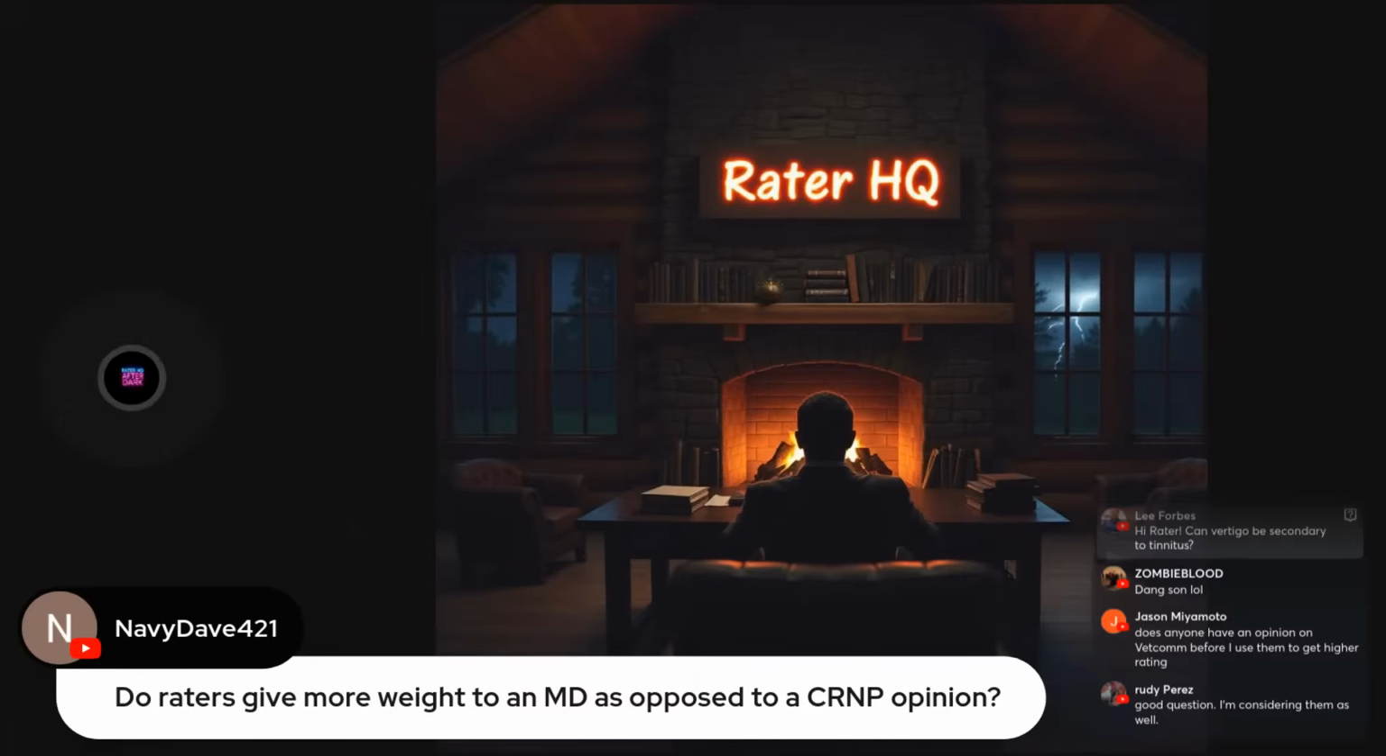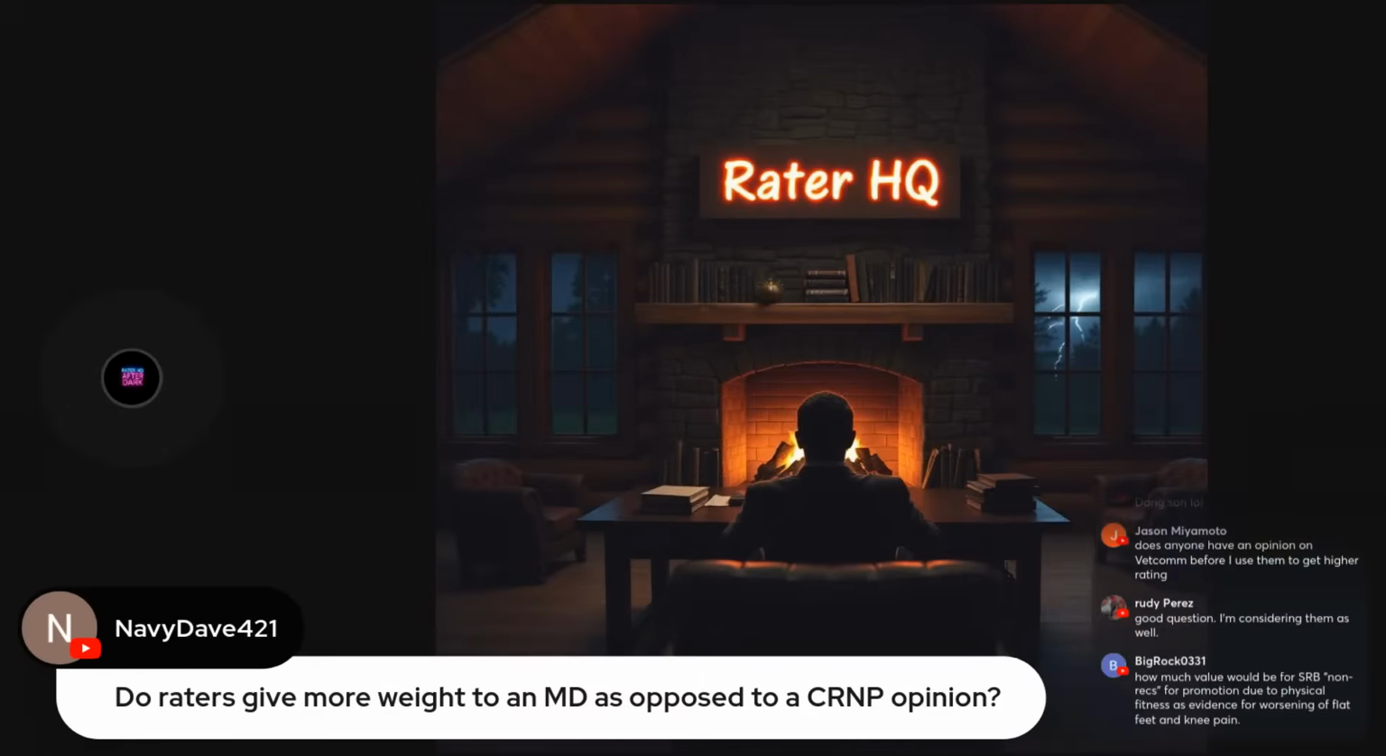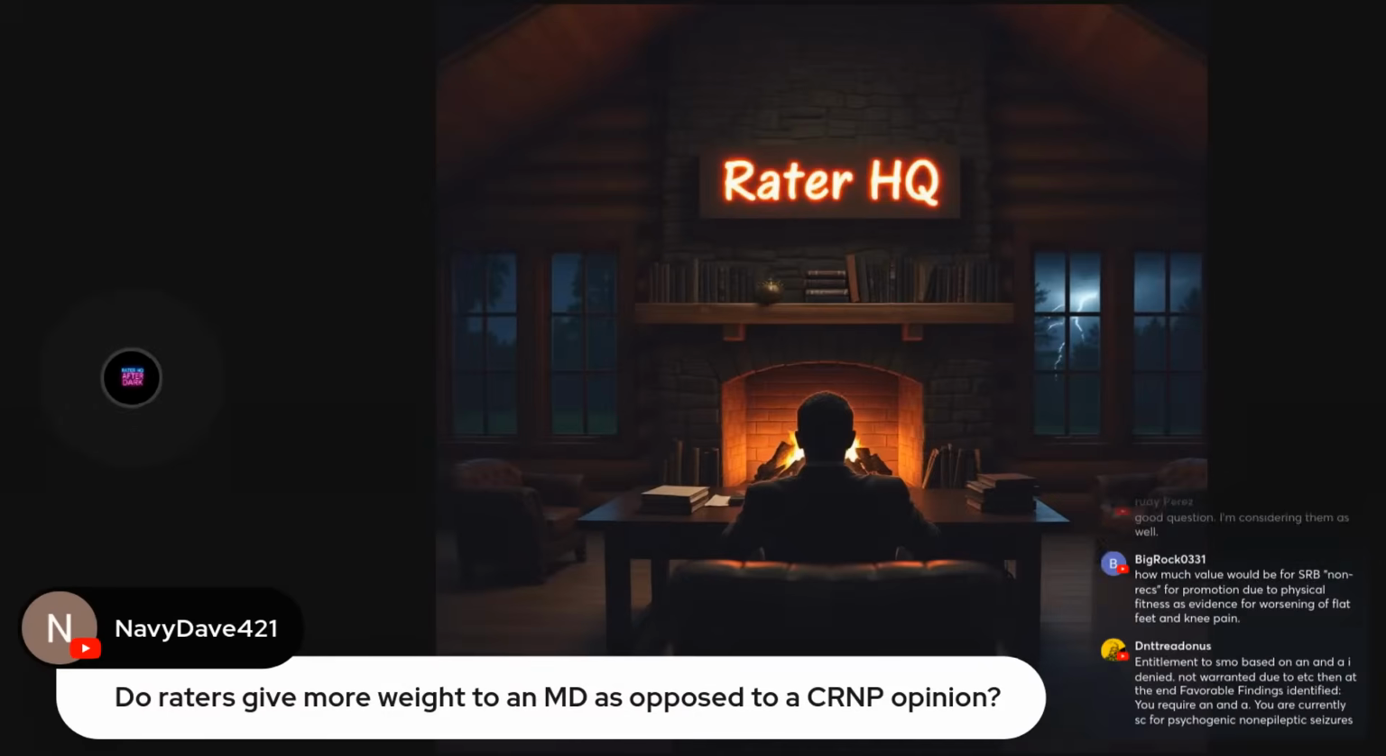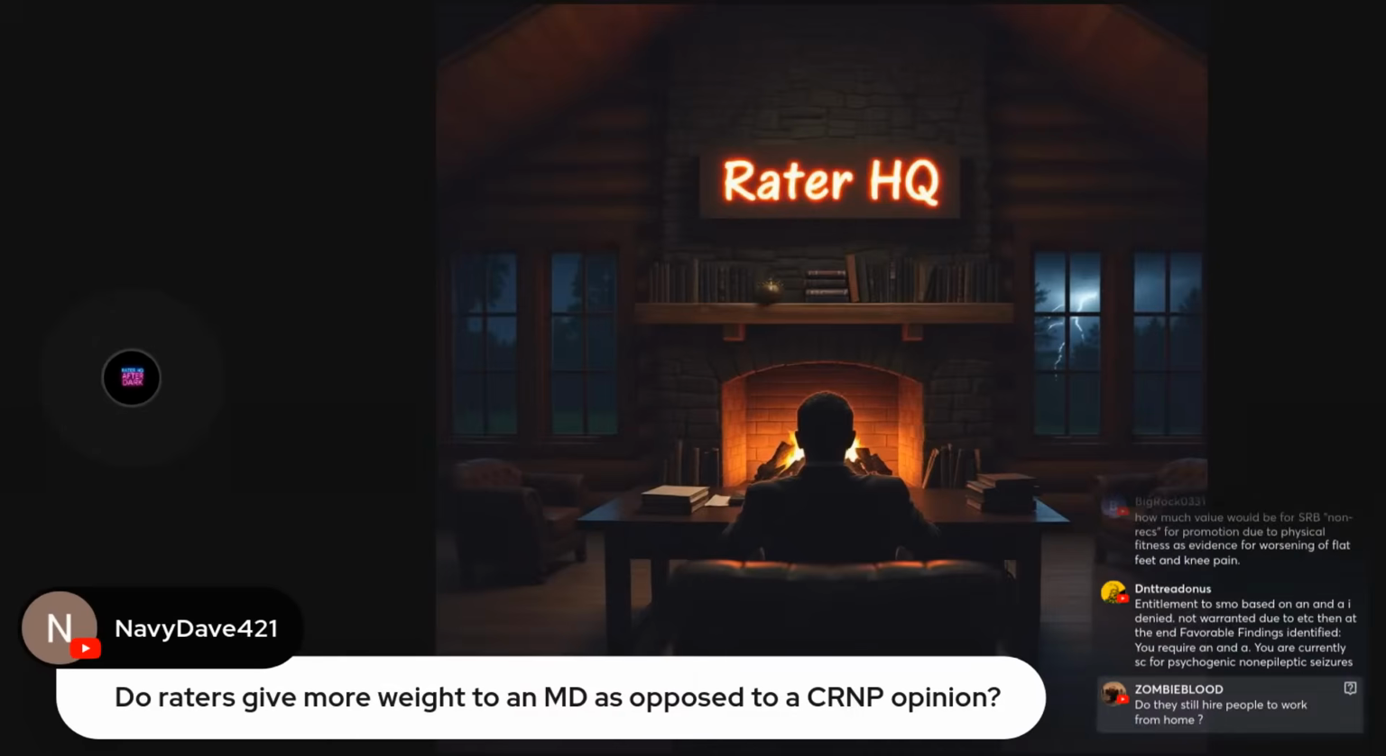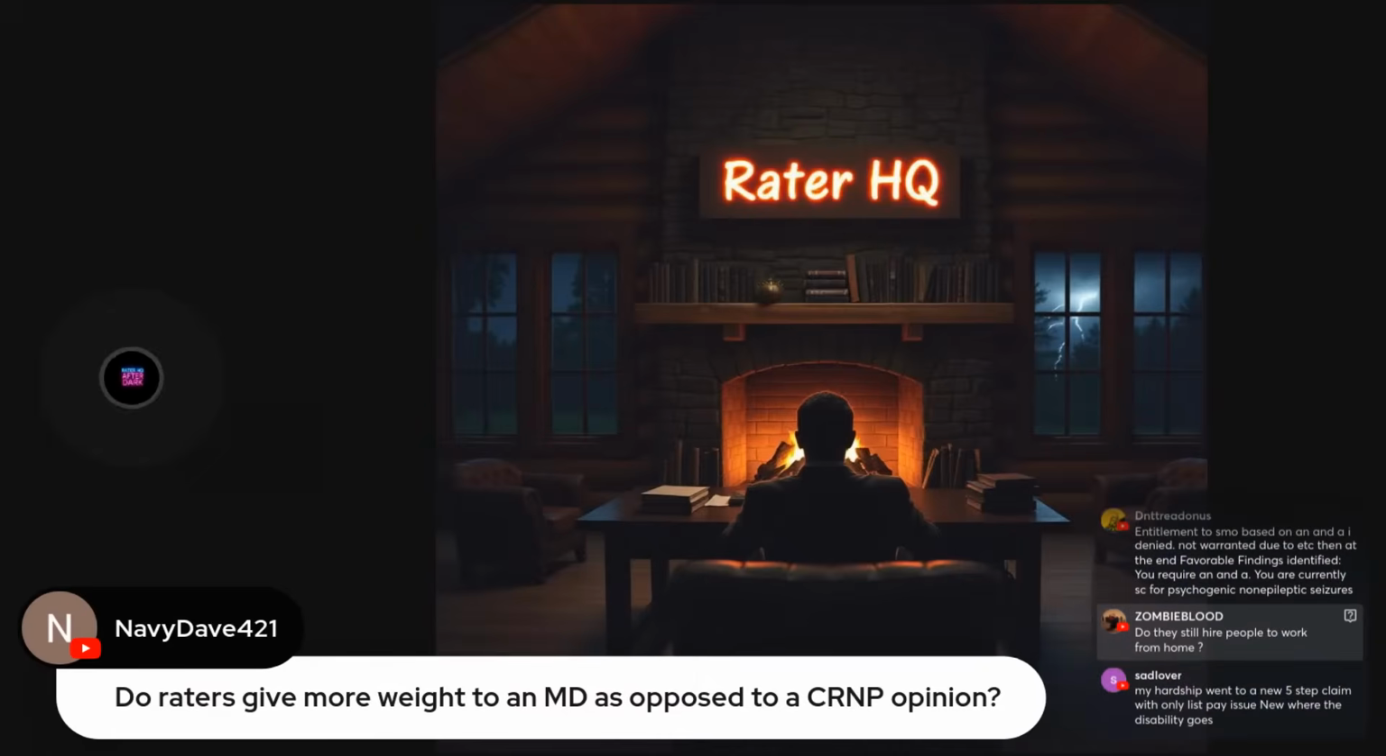Do raters give more weight to an MD as opposed to a nurse practitioner? Yes, I do. It depends on who knows you more. If you've seen a nurse practitioner for a number of years, and there's no set amount, but if they're your primary care provider and I've seen that they've done a lot of work with you, I might give them equal credibility to the MD. But it also depends on how they wrote up their rationale, whoever the one is that wrote up the rationale.